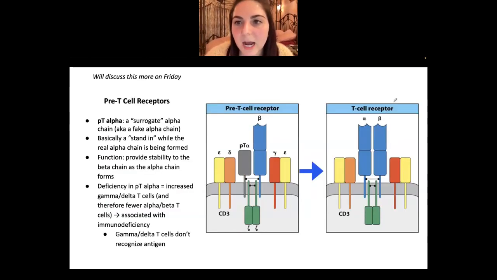This slide's confusing. I'm going to go into it more on Friday. I actually have this exact same slide on Friday, but I did mention the T cell receptors in alpha beta, and that there are also gamma delta ones.